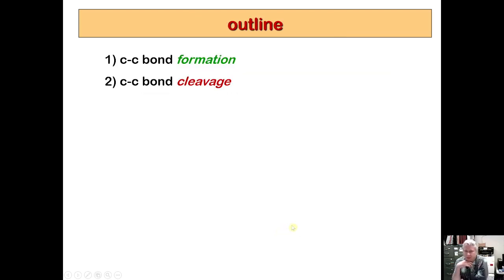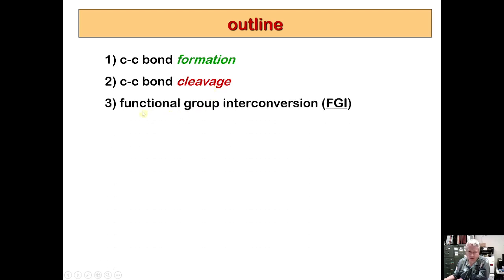Alright, so the main outline is going to be this. First we're going to talk about ways to form carbon-carbon bonds. We call that CC bond formation. Then we're going to go into cleavage of bonds, which we'll call CC bond cleavage. There's not as many ways to cleave bonds as there are to make them. And then we're going to get into a class of reactions called functional group interconversion, FGI, which means we're taking one functional group and converting it to another.